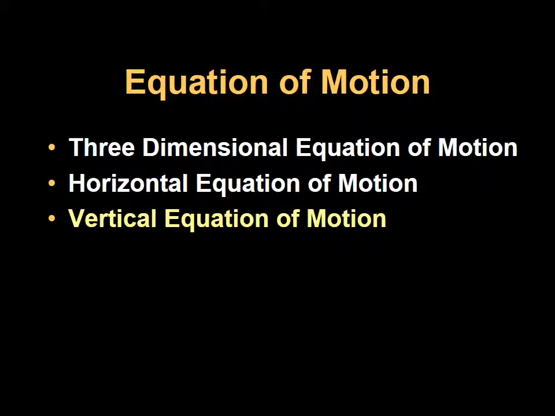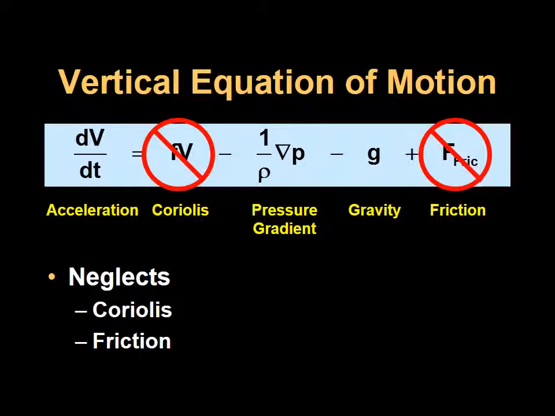So we've talked about the three-dimensional equation of motion. We looked at the horizontal equation of motion by ignoring any kind of vertical forces. And now it's time to talk about the vertical equation of motion, which comes from the three-dimensional equation of motion. So what we're going to do in the vertical equation of motion, this governs air that's going up or down, tells us how it's accelerating.